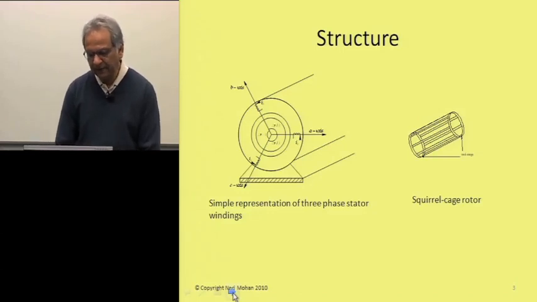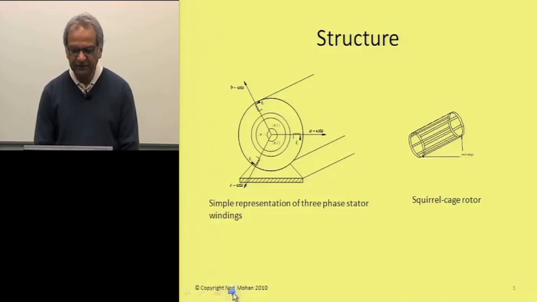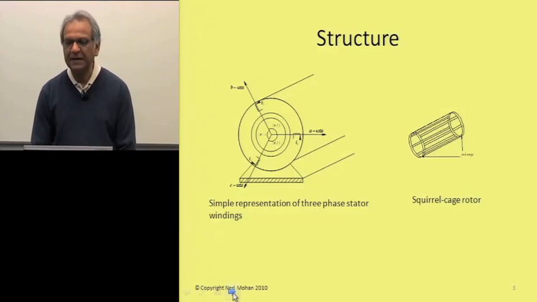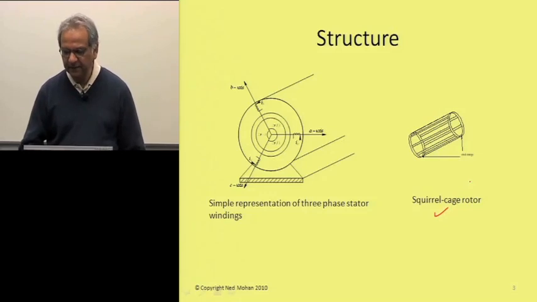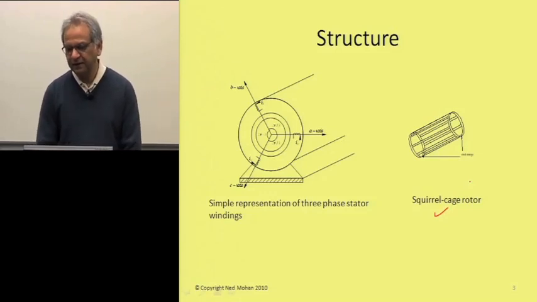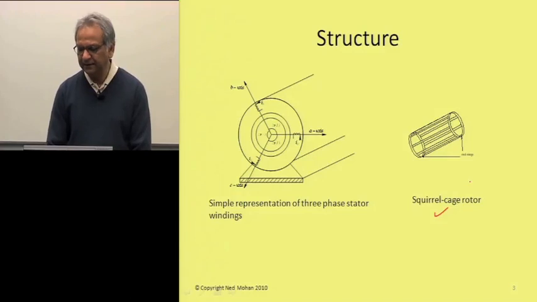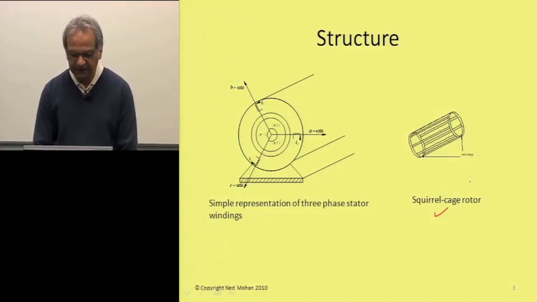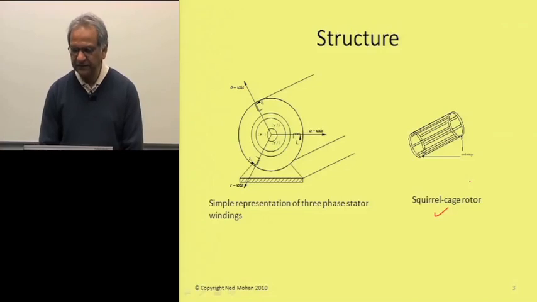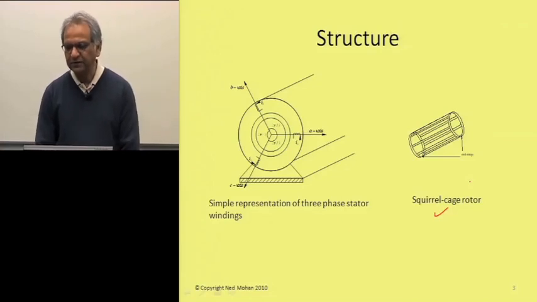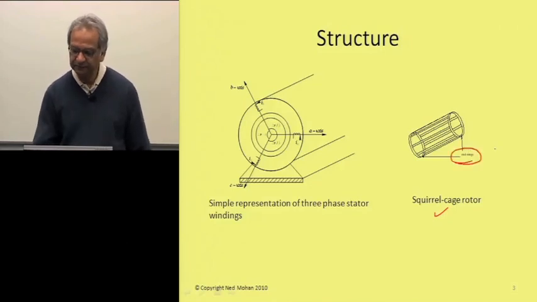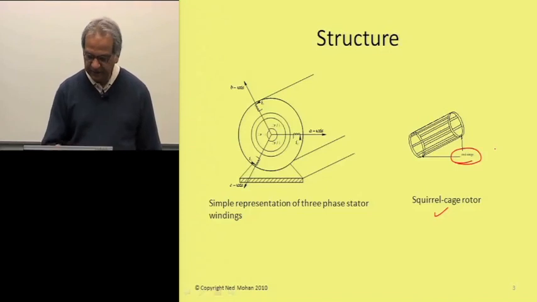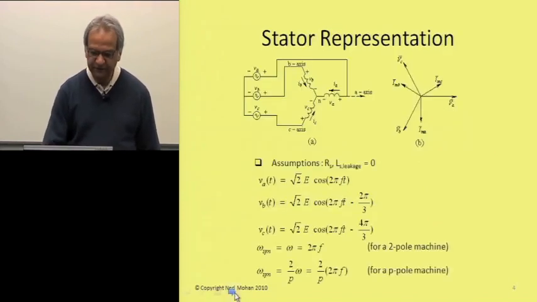Now, there are wound rotor induction machines, but by and large, the majority of them are squirrel cage. That structure is shown here, where there are electrically conducting bars around the periphery of the rotor, in some slots or something like that. On both sides of this rotor, these bars are electrically short-circuited by so-called end rings here. All right, so we will concentrate on squirrel cage induction machines.